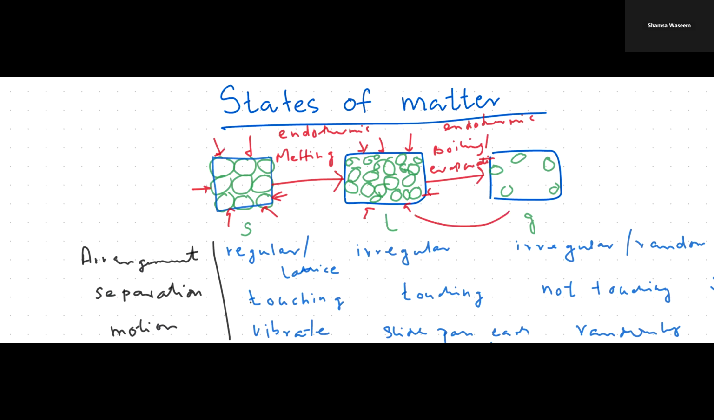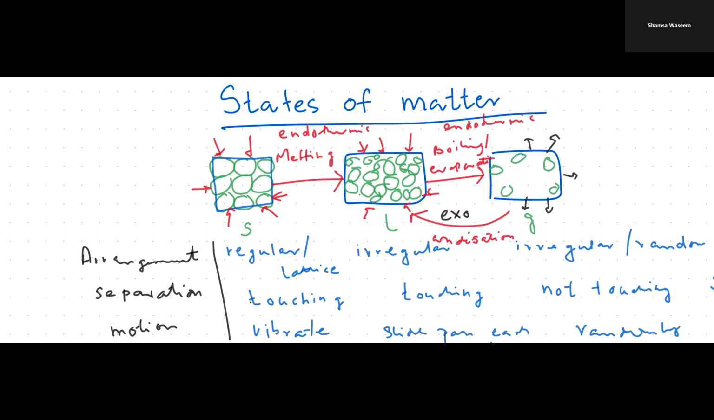Now we have to discuss: is condensation an exothermic change or an endothermic change? Now see, it must release energy into the surroundings and the particles come closer to each other. So we can say that condensation is an exothermic change, right? The particles have lost energy, released energy into the surroundings, and come closer to each other.